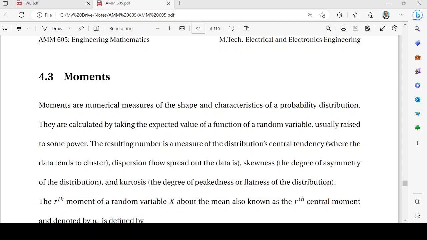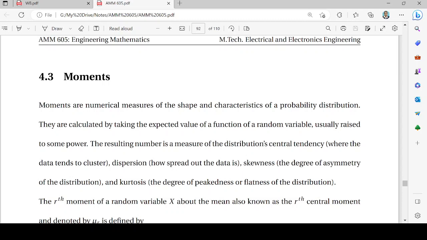In this session, I'm going to talk about the moment and the moment generating function in relation to the distribution functions. Moments are numerical measures of the shape and characteristic of a probability distribution. They're usually calculated by taking the expected value of a function of a random variable, usually raised to some power. The resulting number is a measure of the distribution's central tendency.